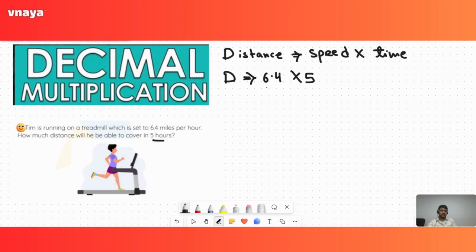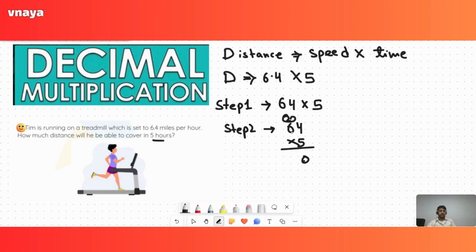Now, we have a decimal here, so we will solve it step by step. So step 1, we will remove the decimal and it will become 64 times 5, right? So step 2, we will find this product. We will multiply 64 with 5 and we will get 5 times 4, 20, 6 times 5, 30, and 30 plus 2, 32. You can say 6 times 5 or 5 times 6, same thing.